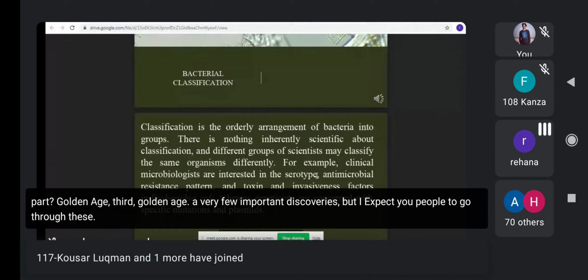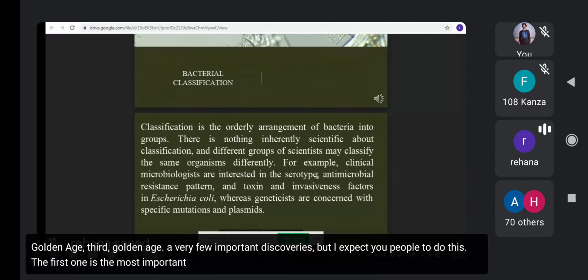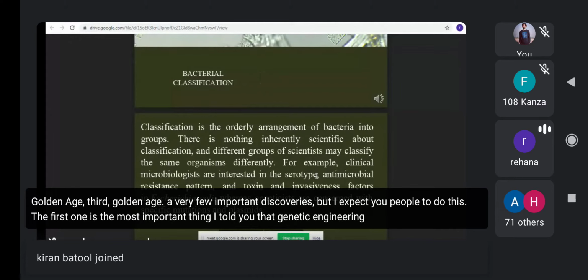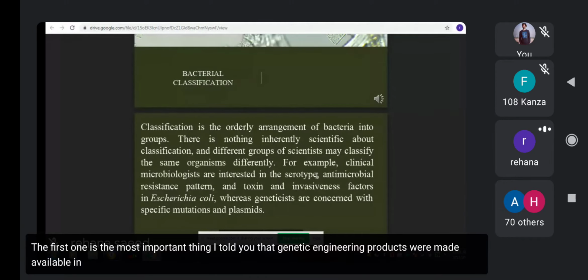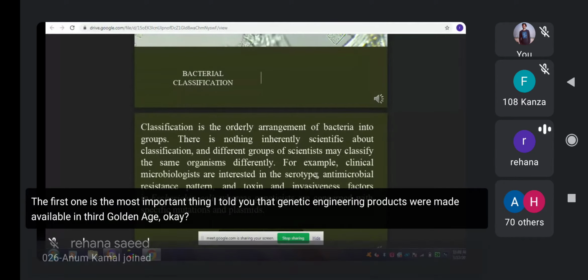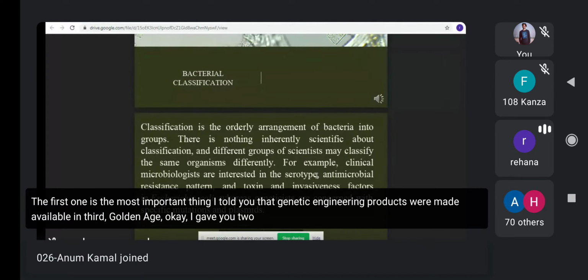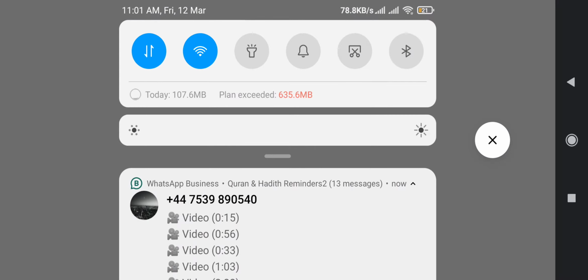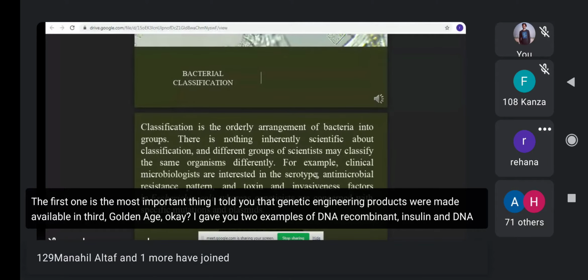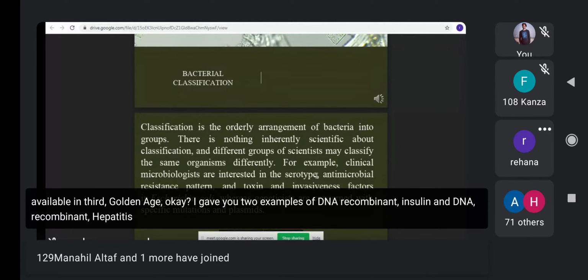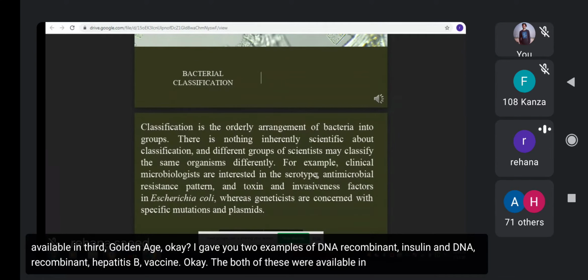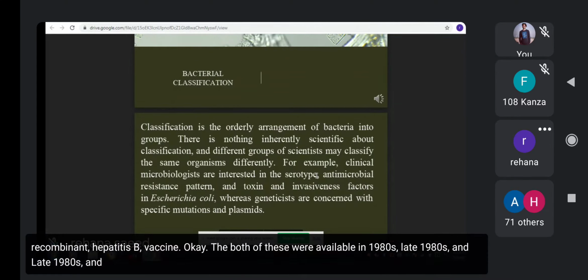The first one is the most important thing. I told you that genetic engineering products were made available in the third golden age. I gave you two examples of DNA recombinant insulin and DNA recombinant hepatitis B vaccine. Both of these were available in the 1980s, late 1980s, and insulin later on.